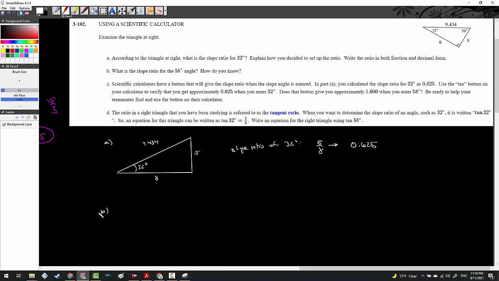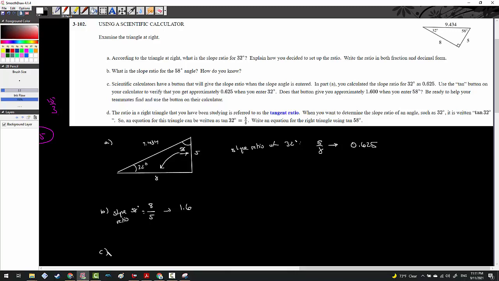In part B, it says give the slope ratio for the 58 degree angle. Well, even if I didn't want to reorient the triangle, I just need to go to the opposite side for the 8 and the adjacent side for the 5. So that would be 8 over 5. The slope ratio of 58 degrees is 8/5. Let's put that into a calculator. That's going to be 1.6. So what is this idea that keeps showing up? I'm going to the opposite side and the adjacent side, and I'm putting the opposite side over the adjacent side.